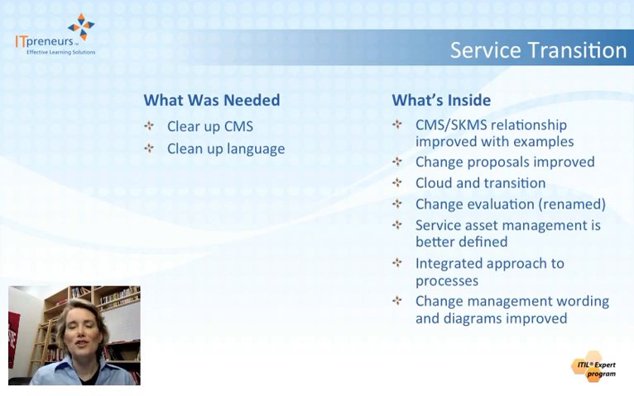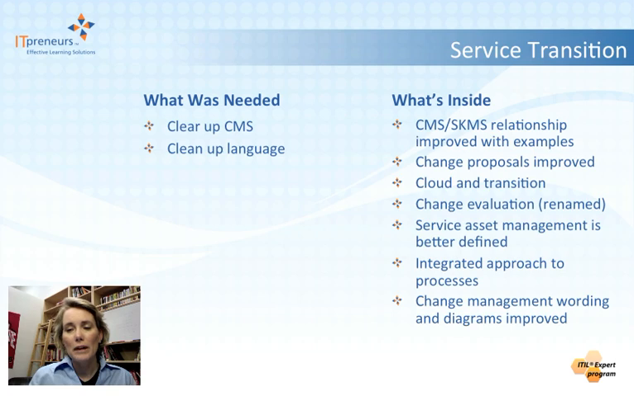Now, the service transition book. What was needed was that the whole concept of the configuration management system was a little bit vague when you looked from one book to another. Even though there were different diagrams, you could understand what they were trying to talk about when they were showing you the different views of the configuration management system. But that has now been cleared up and is consistent across the books. There's also been a focus on cleaning up the language around some of the technologies and the way that these processes interact.